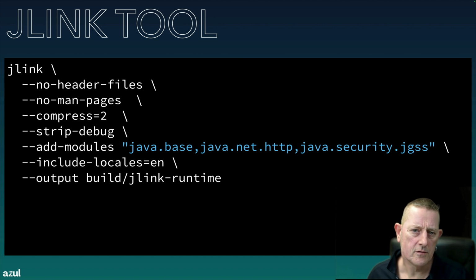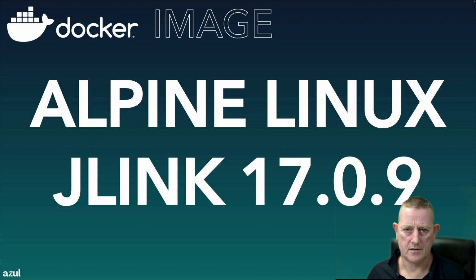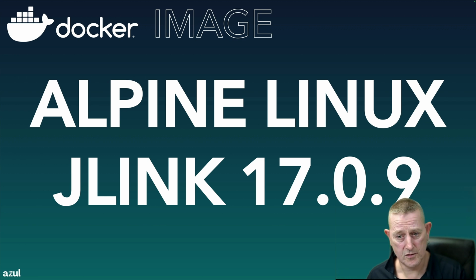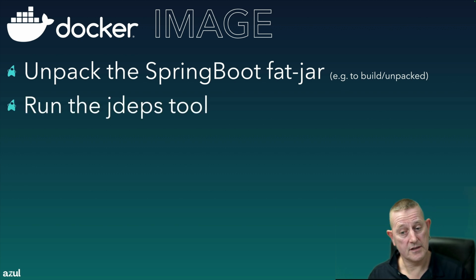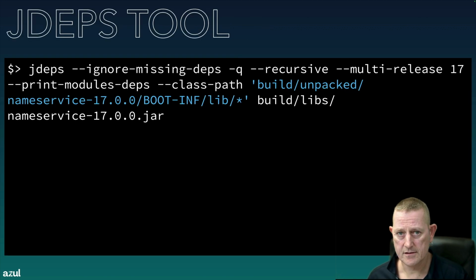There's another way where we can even slim it down further. Instead of using Ubuntu, we just use Alpine Linux, which is by nature smaller because it uses the Musl library instead of libc. And if we use this one and we take the Docker image to do that, then we unpack the Spring Boot fat jar that we created, for example, in the build unpacked folder here. Then we run the jdeps tool against this jar file, right?